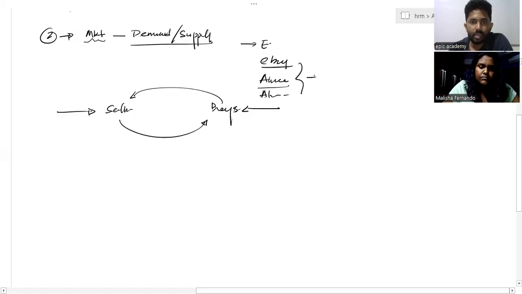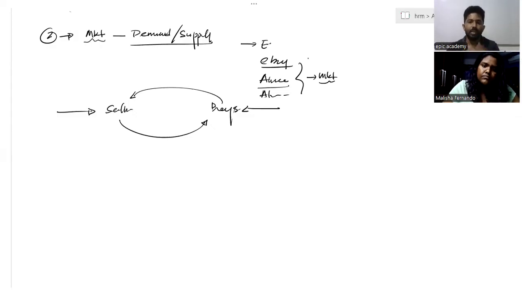Those are also considered as market. But there is no certain location. Without a certain location, if you can create the mechanism between sellers and buyers for the purpose of purchasing or selling goods and services, that is also recognized as a market.